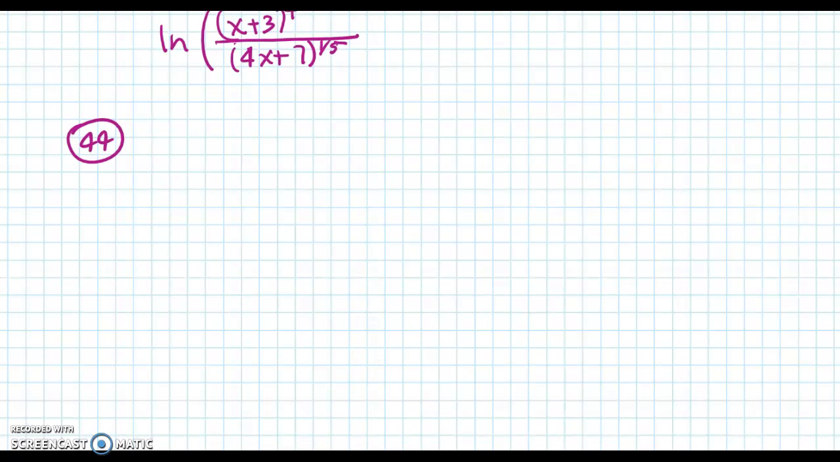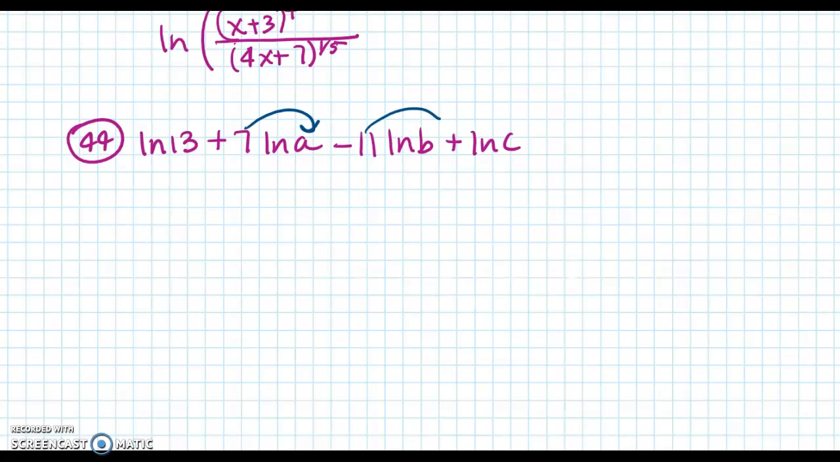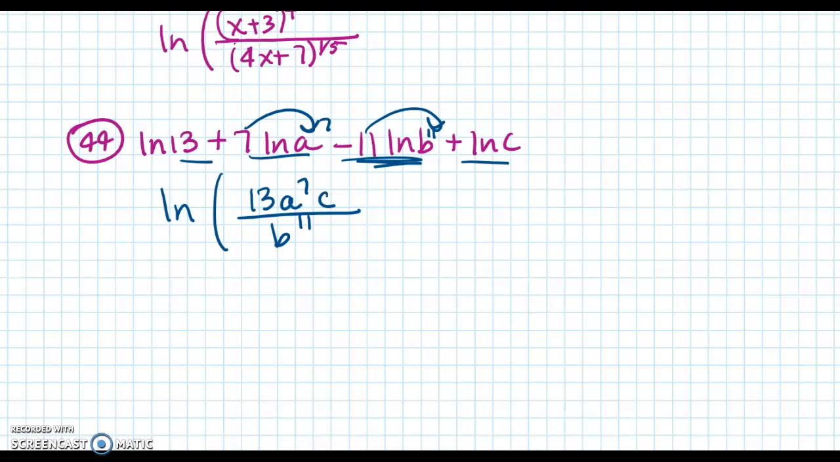44. We've got ln 13 plus 7 ln a minus 11 ln b plus ln c. So even though these are written in a strange order, it's important to realize that some of these are going on the top and some of these are going on the bottom. So first the powers are going to come back in. So it's a to the 7th and b to the 11th. This is a negative, so it's going in the bottom of the fraction. So b to the 11th. But the rest of them, 13 a to the 7th, and then c are all on the top.